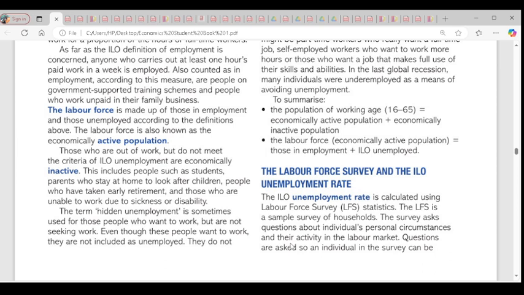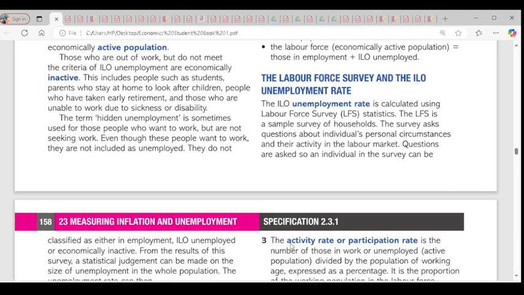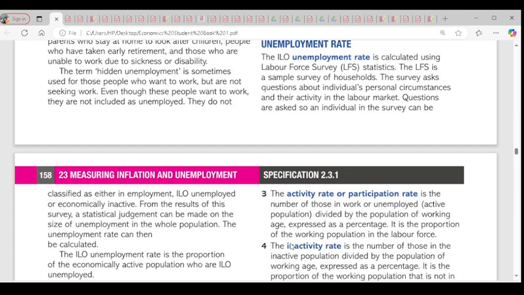So that takes us to the labor force survey and the ILO unemployment rate. Are you there? Yes. The ILO unemployment rate is ILO unemployed divided by the economically active population, multiplied by 100. I think you know the economically active population now, okay? Then for the employment rate, we have the number of employed divided by the population of the working age, multiplied by 100. That is the employment rate.